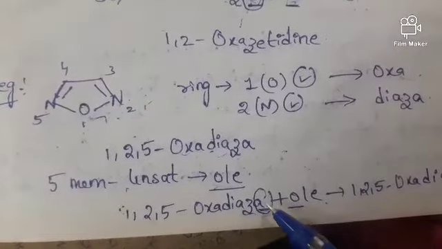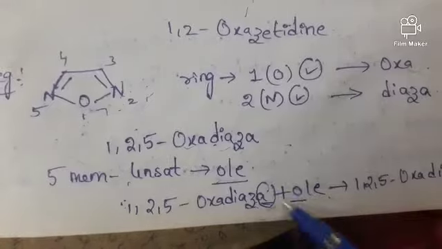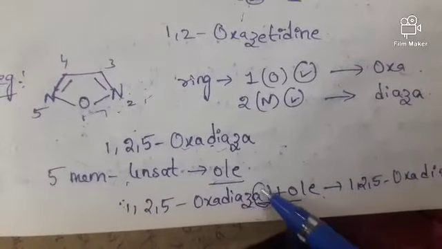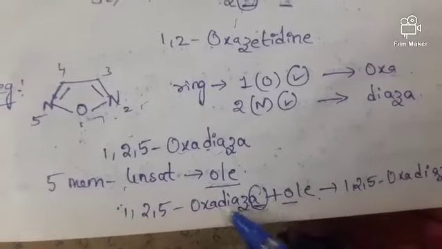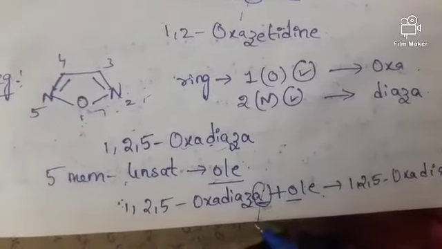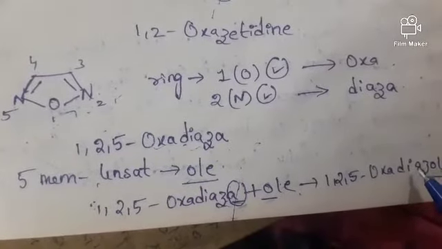I told you that we should observe the last letter of the first word and the first letter of the next word. So here we have A and O. These two are vowels, friends. So the last letter of the first word should be omitted and it should be written like this: 1,2,5-oxadiazole.